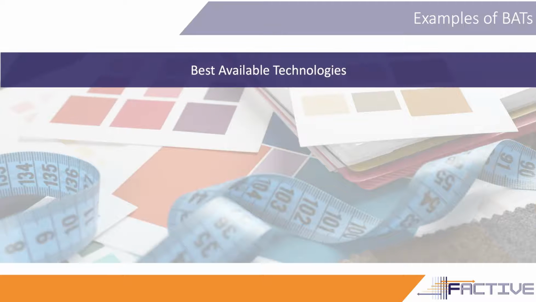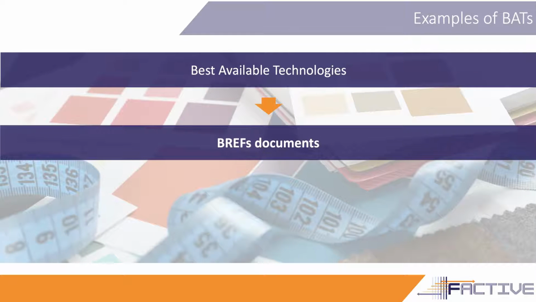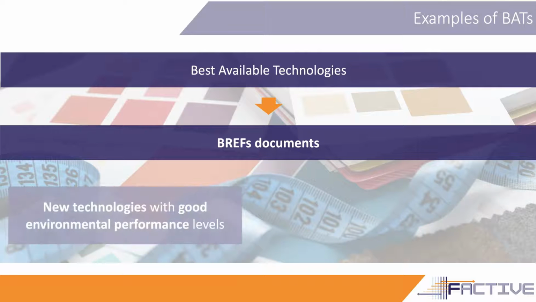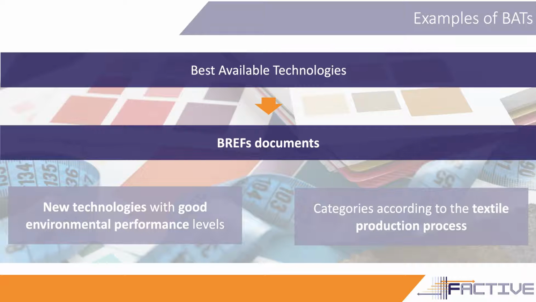Examples of best available technologies, or BAT, can be found in the BREF's documents, containing information related to new technologies with good environmental performance levels. The document shares the information in categories according to the textile production process.